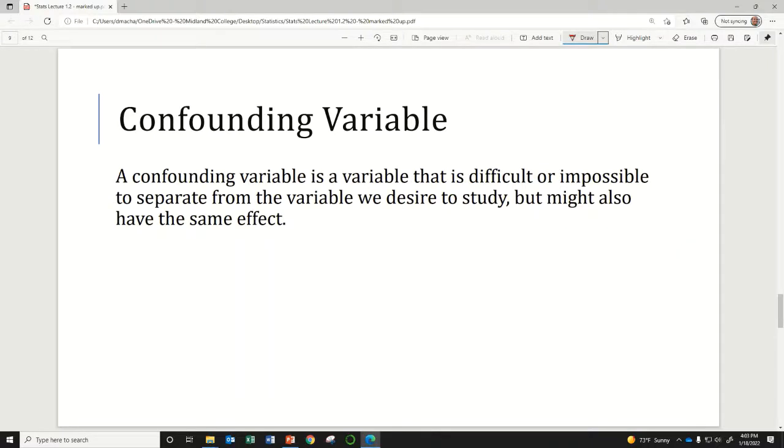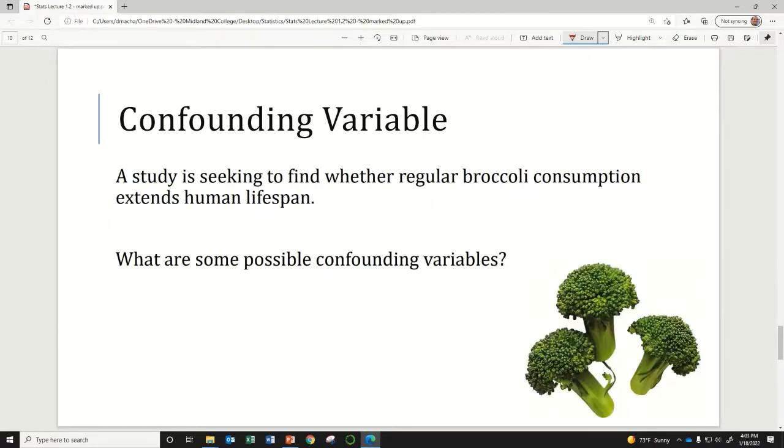So a confounding variable is a variable that is difficult or impossible to separate from the variable we desire to study, but might also have the same effect. I'll admit to you that confounding variables and lurking variables sound very similar in their definition, but I think it's important for your homework and your exam that you understand the difference. And so, as an example of a confounding variable, let's talk about this.